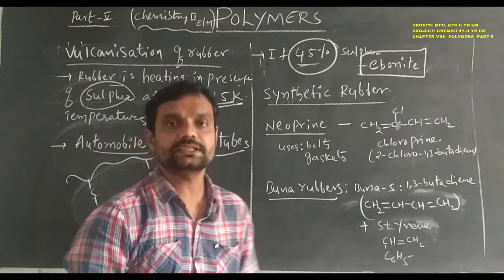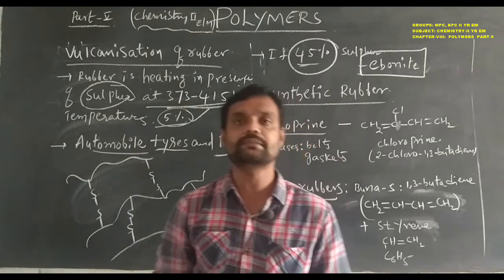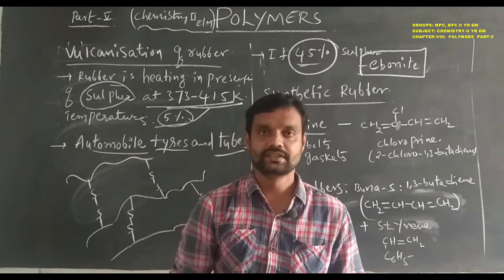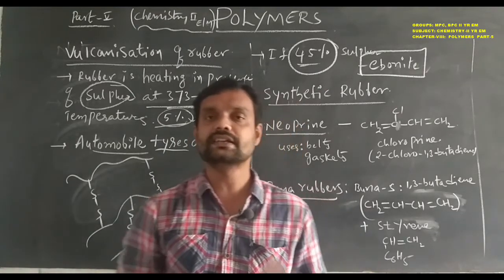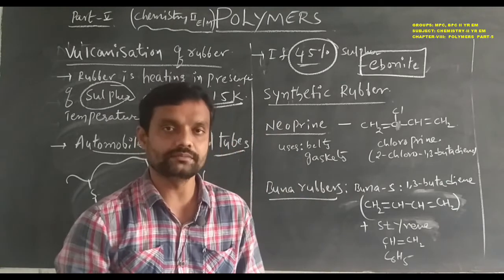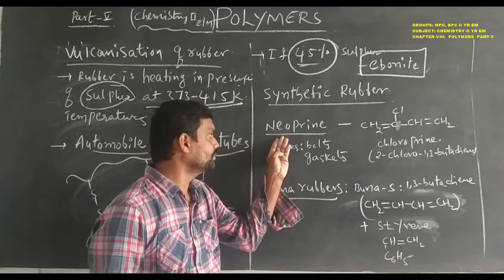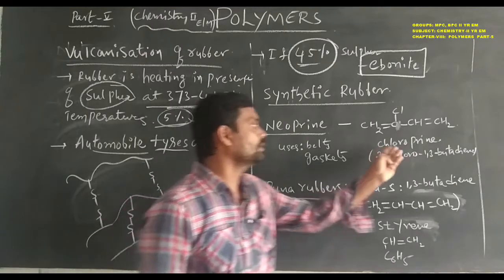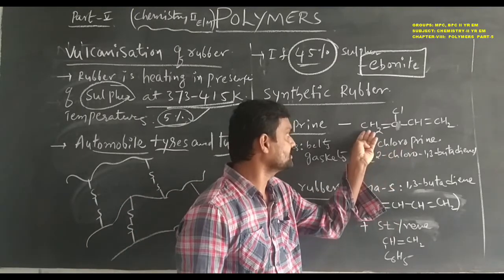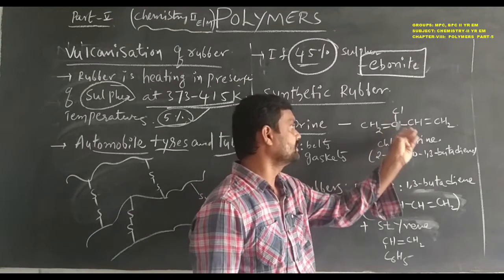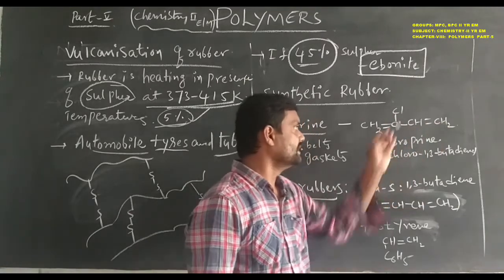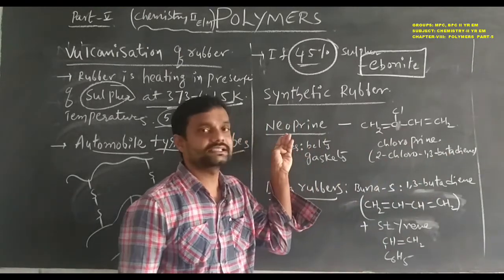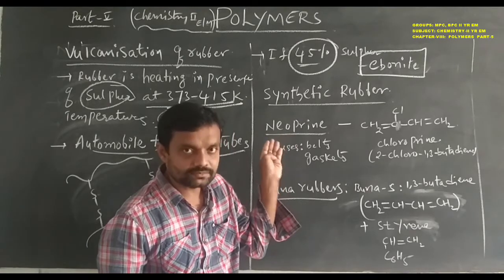Synthetic rubber means it can be synthesized in the laboratories by man. Nothing but man-made rubbers are called synthetic rubber. The general examples for synthetic rubbers are neoprene and Buna rubbers. When we observe neoprene, the monomer of neoprene is chloroprene. This is the chloroprene structure, CH2=C(Cl)-CH=CH2. Its IUPAC name is 2-chloro-1,3-butadiene. Neoprene is an example of synthetic rubber.